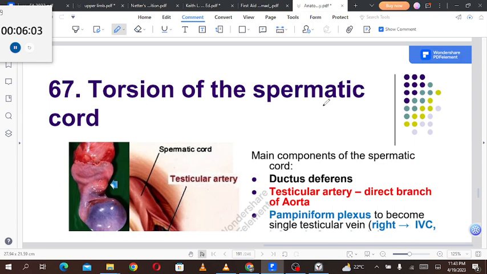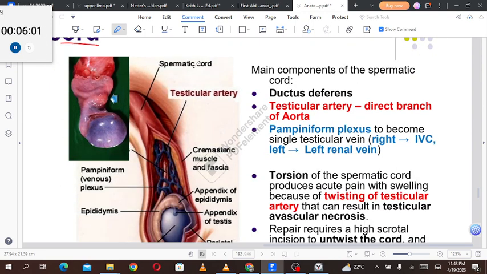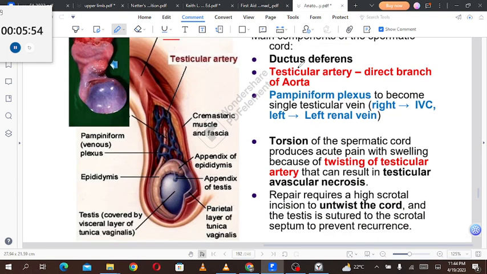Point number 67, that is torsion of the spermatic cord. So the spermatic cord is over there, and here you can see a torsion of the spermatic cord. The main components of the spermatic cord are as follows. Number 1, ductus deferens. Number 2, testicular artery, a direct branch of the aorta. Number 3, pampiniform plexus, which becomes the single testicular vein: the right goes to the inferior vena cava, and the left goes to the left renal vein.